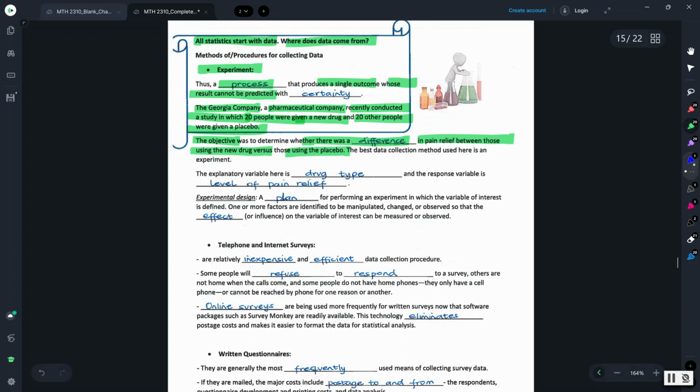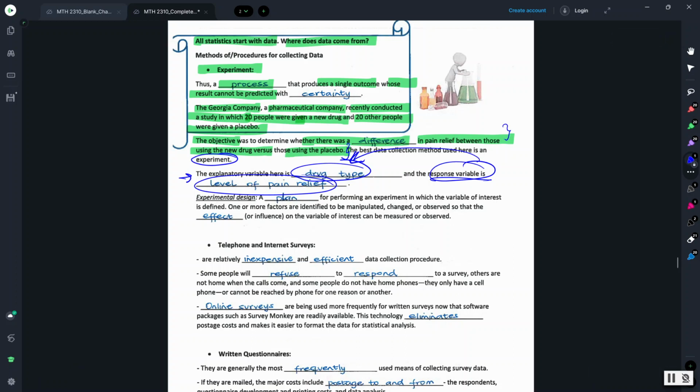Of course, the best method of collecting data to answer this question of whether there's a difference between the two groups is using an experiment, possibly in a laboratory. The explanatory variable, or the variable that we want to see how it reacts, is the drug type here, and the response variable is the level of pain relief. So the response variable will be the variable that responds to changes in the drug type. And so we are hoping that the differences in drug type will explain the differences in the level of pain relief.